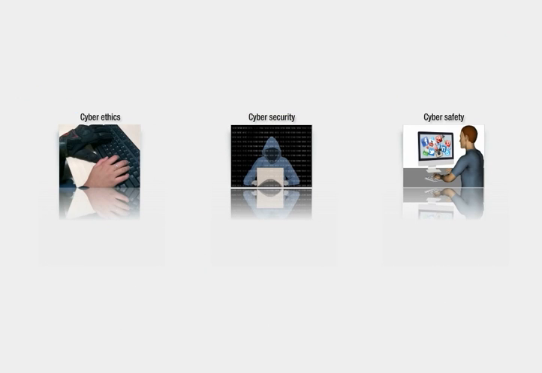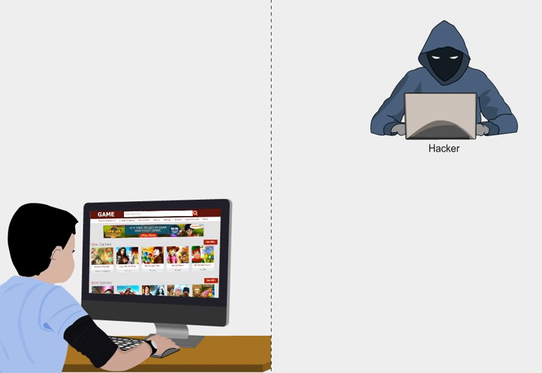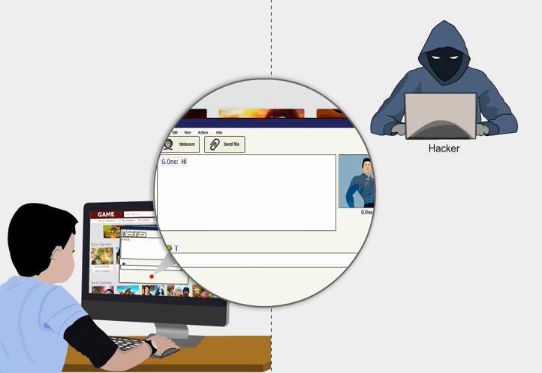The third aspect is cyber safety. Cyber safety refers to following safe practices. For example, do not share your mobile number with strangers. If you do so, then you may get abusive or threatening text messages, video messages, or phone calls. Therefore, do not share your personal information with strangers.